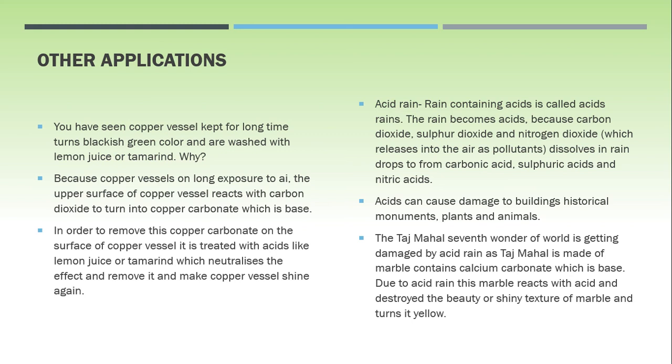The acid rain is reacting with the marble, which contains a base, and as a result it is destroying the shiny texture and beauty of the Taj Mahal and turning it yellow. So these are the applications of the neutralization reaction that we have learned till now. We are almost at the end of the chapter. We have completed the chapter.